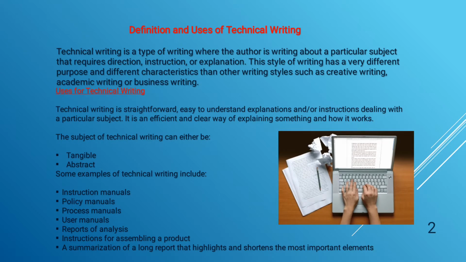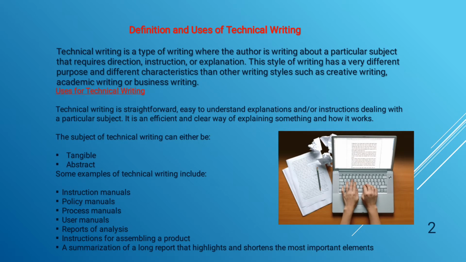Let's now see what the uses of technical writing are. The subject for technical writing, it says there are two types of subject. It's tangible as well as abstract, and as I have already said, it's a straightforward, easy to understand explanation, and it is an efficient and clear way of explaining something and how it works. So what does it mean when I say that the subject of technical writing can either be tangible or abstract?